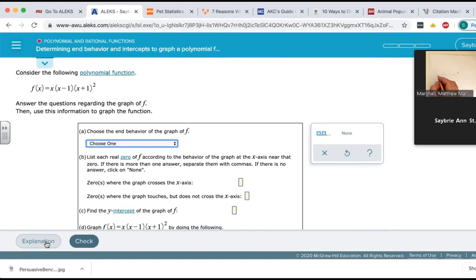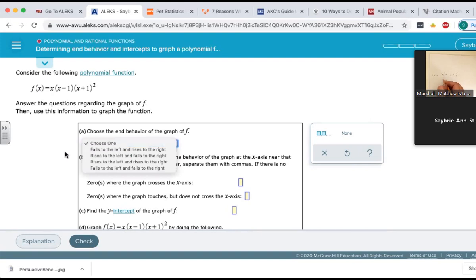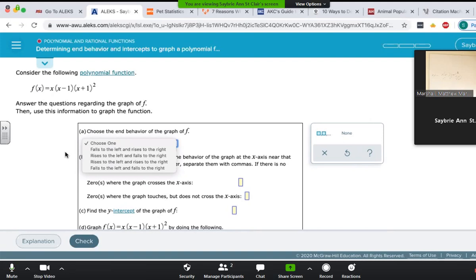Alright, so looking at that, it looks like you're going to have x squared, it's going to be x to the fourth. And then Desmos, definitely use Desmos. This is so when you're graphing it, you know exactly what it's going to look like. Looks like a pretty easy graph. So it looks like it falls on the left, rises on the right.